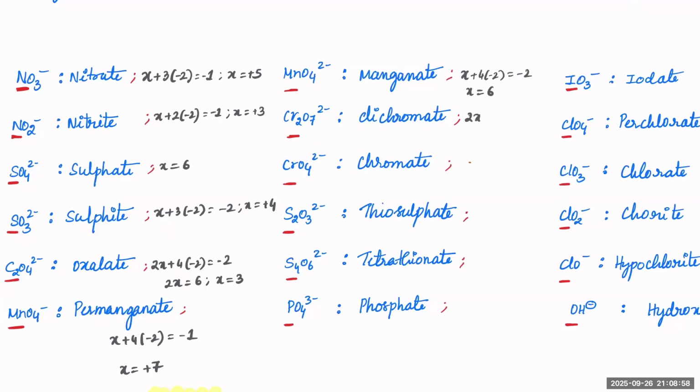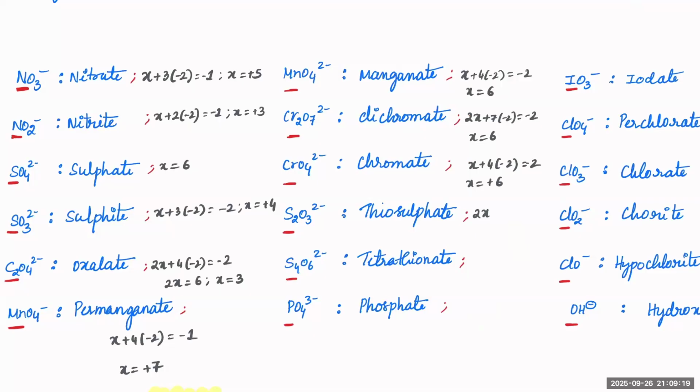Dichromate, 2X plus 7 times of -2 equal to -2. So X is equal to 6. X plus 4 times of minus 2 equal to minus 2. So X is equal to plus 6.